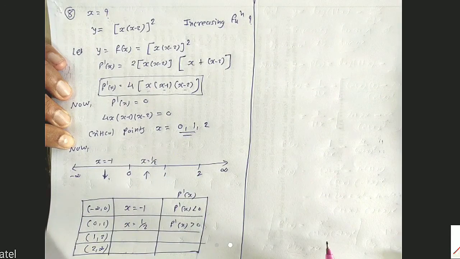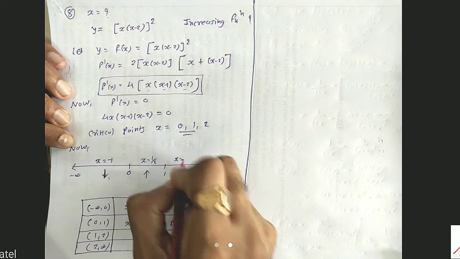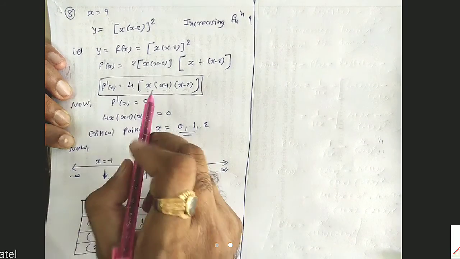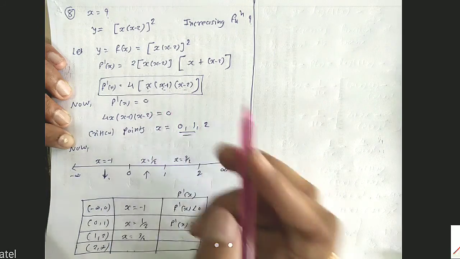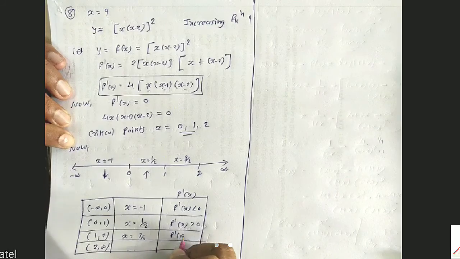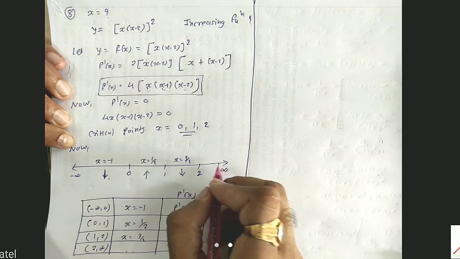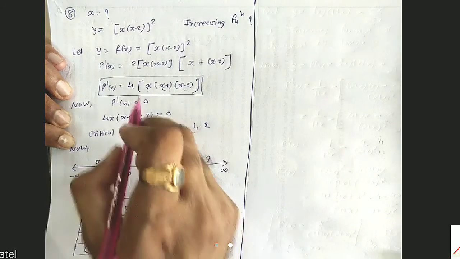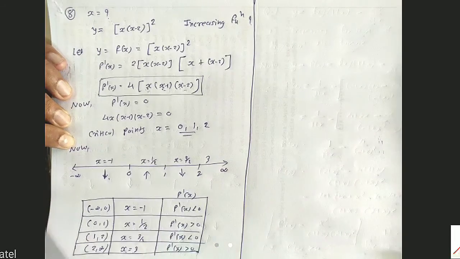What will happen if we take a number between 1 and 2? Suppose take 1.5, equal to 3/2. x equal to 3/2. So this is positive, this is positive and this is negative. So f dash x will be less than 0. So again it's a decreasing function. Done. And here suppose take 3, x equal to 3. So here positive, positive, positive. So f dash x will be greater than 0.